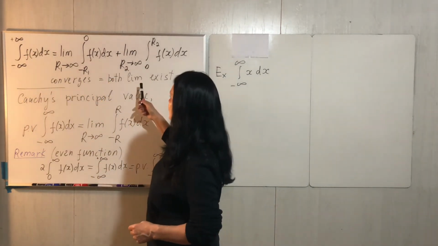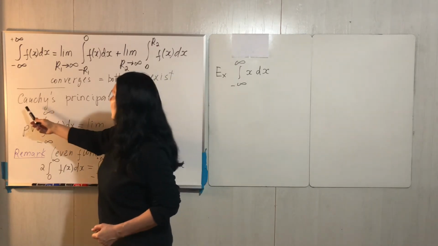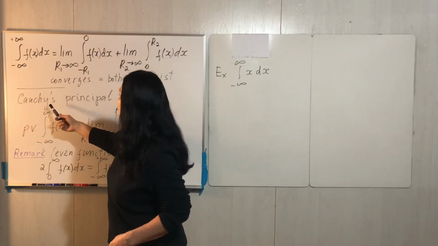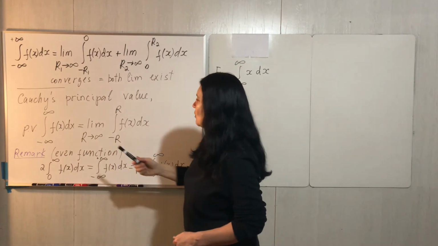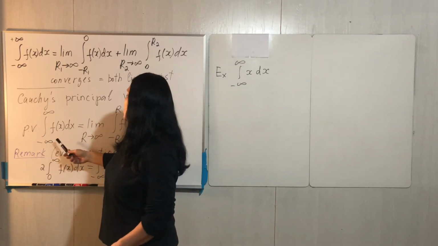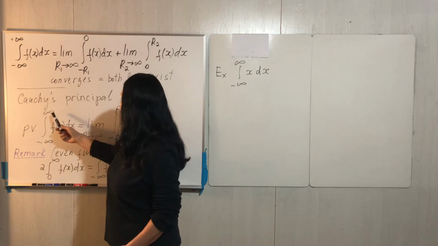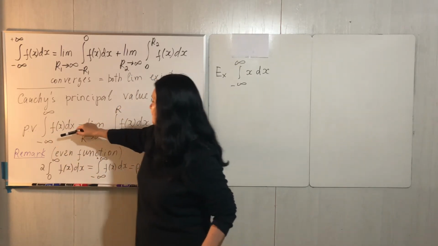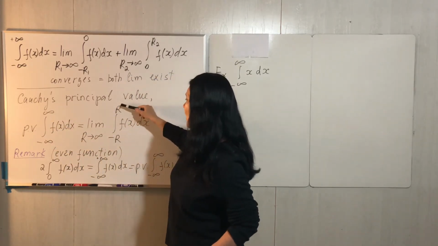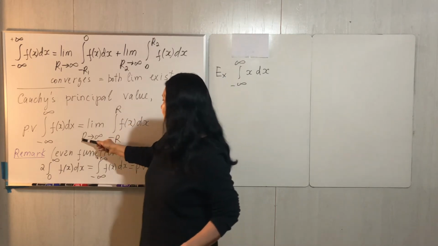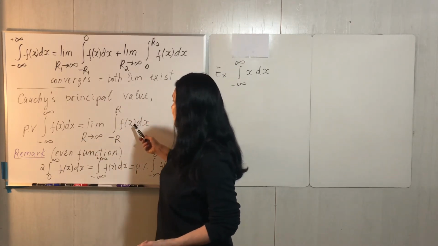In some cases, it is convenient to talk about Cauchy's principal value. For Cauchy's principal value, you replace both bounds with the same number, r and negative r, and r goes to infinity.